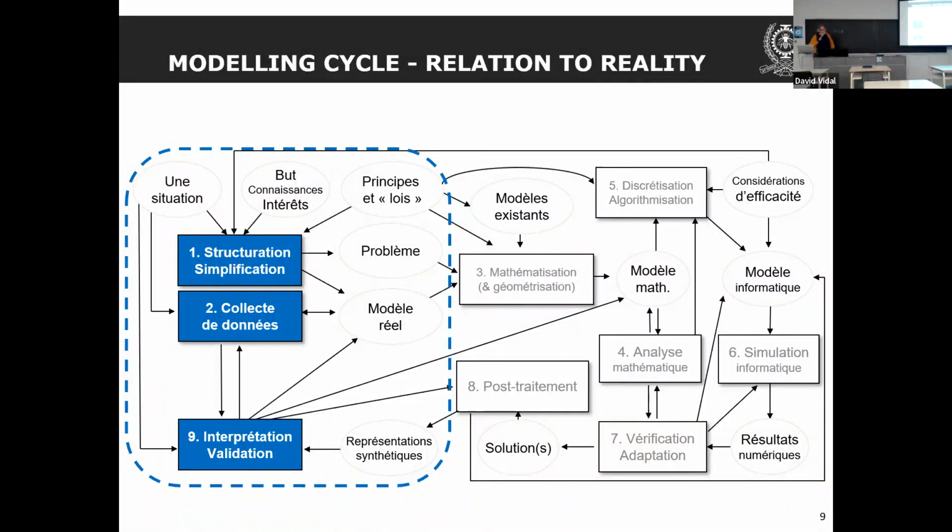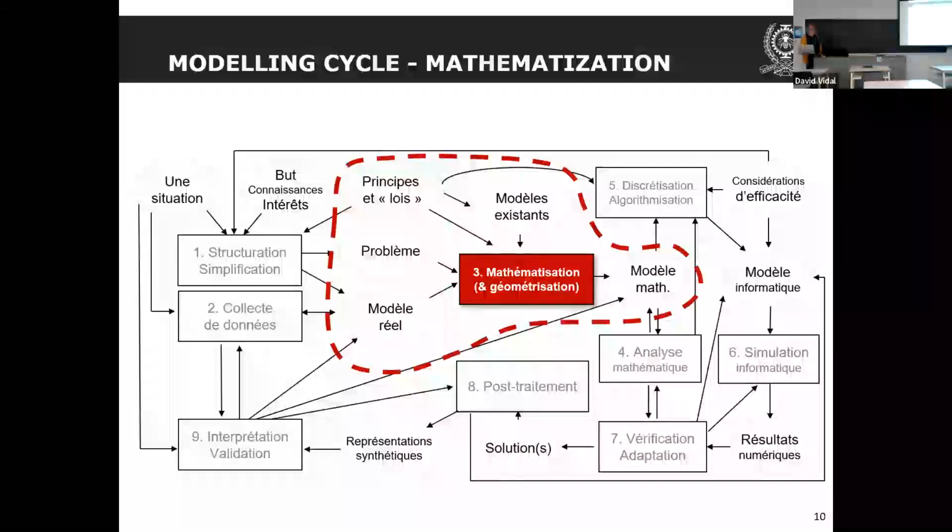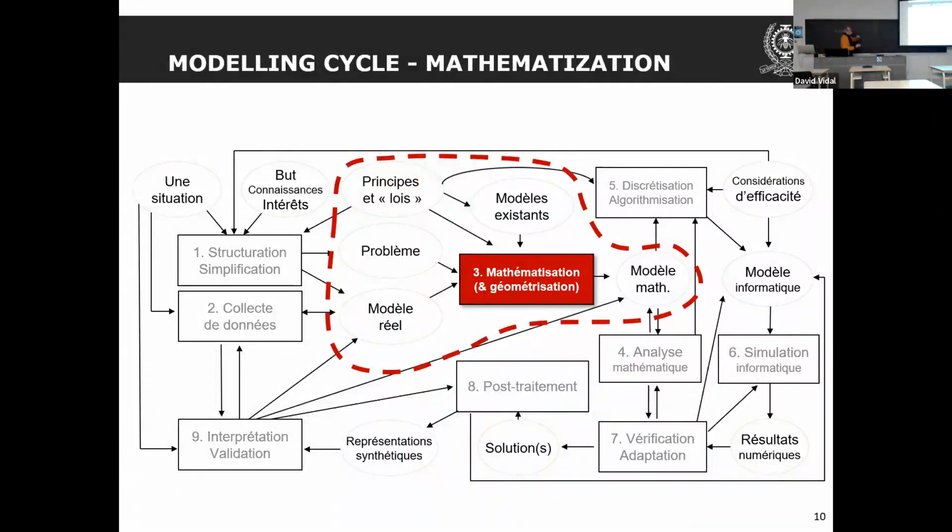If we move to the right, the next step is really the mathematization. That's really taking the principles and laws that exist, the existing models, and putting your problem into equations. Later in the slides, I'm going to be showing you for the gasoline particulate filters. I'm going to try to put some boxes here telling you, okay, this part of the problem is this part. It is, for example, the mathematization.